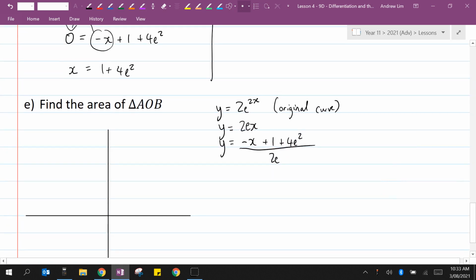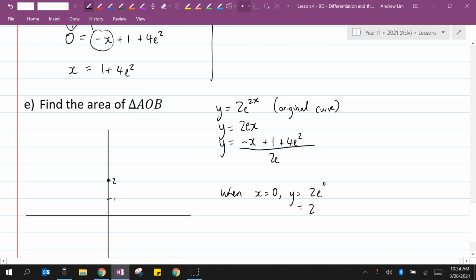So let's graph the first one, 2e to the 2x. Well, when x is 0, we've got 2e to the power 0, which is 2. So when x is 0, y is equal to 2e to the power 0. e to the power 0 is 1. 2 times 1 is 2. So let's call that 1, let's call that 2. It's going to go through here.